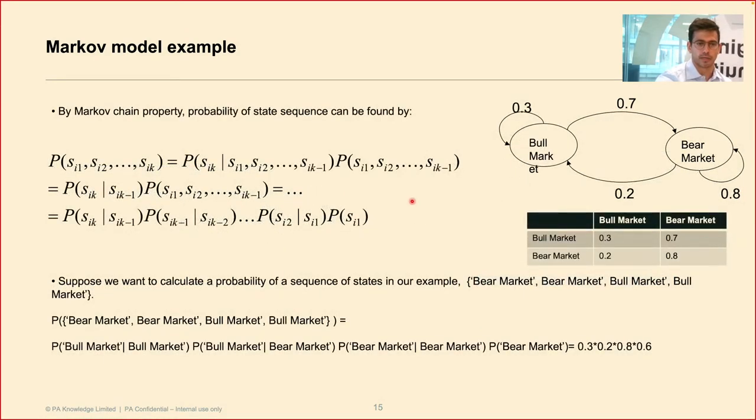So by knowing the transition probabilities between our states, and by knowing our initial probabilities, essentially, if we want to find the sequence of bear market, bull market, bull market, the only thing we have to do is apply the formula and then replace the numbers from our two vectors, initial vector pi and the state transition matrix A. And that was the simplest form of a Markov model example.